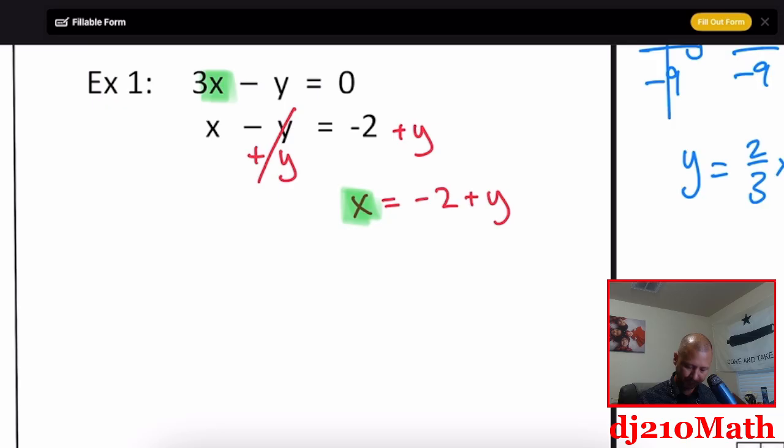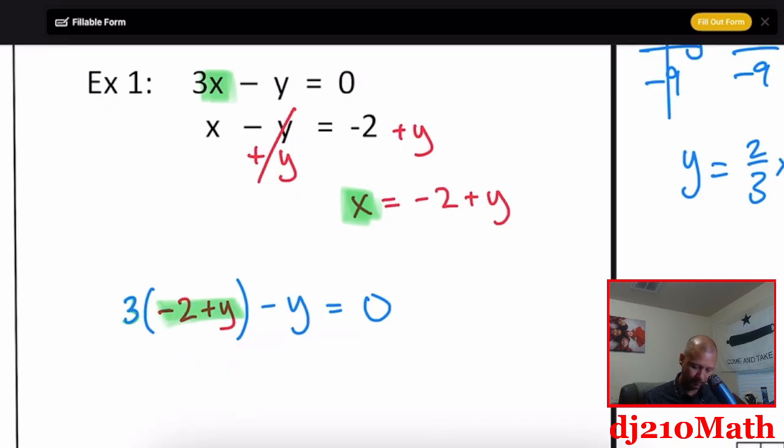So what I'm saying is, if we do 3 times x, but we know that x is -2 plus y, minus y equals 0. All we did was sub in x into the other equation. So right here. Hopefully you can see that.